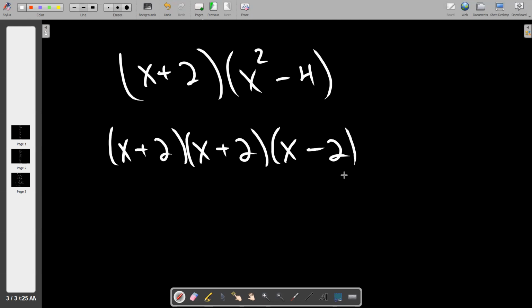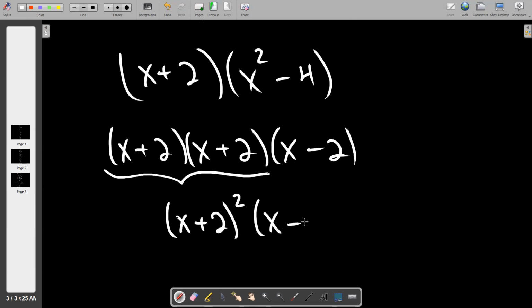What do you think of this answer? It's okay. It's done. However, as I said before, when something can be written with exponents, let's do it. So best answer I can think of is x plus 2 squared times x minus 2. So use those exponents. Use them if you got them.